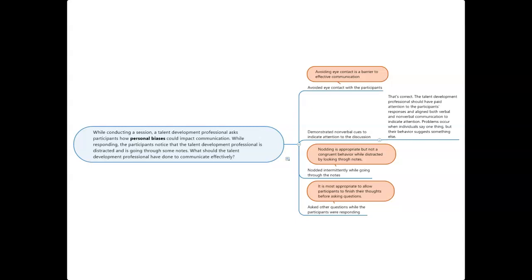There were a few other incorrect answers. Avoided eye contact with the participant. Avoiding eye contact is a barrier to effective communication. Nodded intermittently while going through the notes. Nodding is appropriate, but not a congruent behavior while distracted by looking through notes. Asked other questions while the participants were responding. It's not appropriate to interrupt, or to fail to allow participants to finish their thoughts before asking questions.